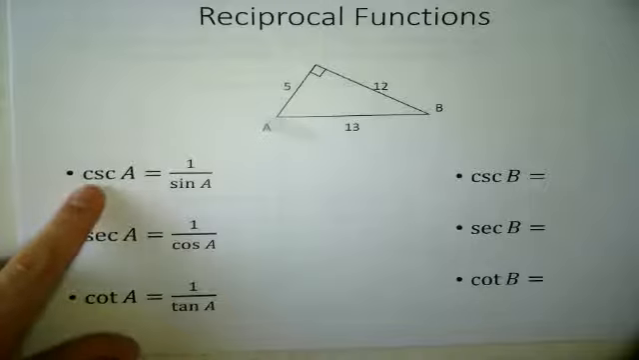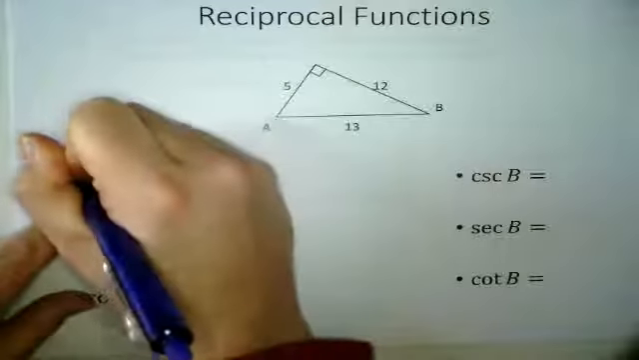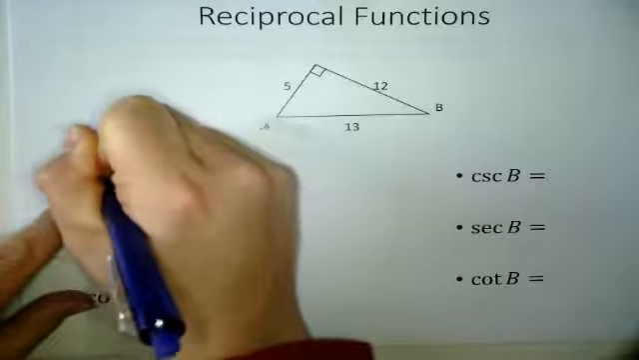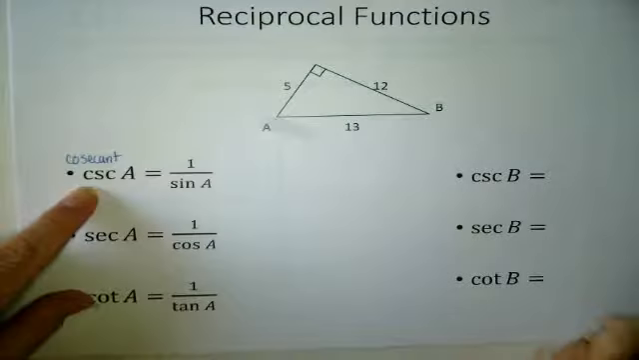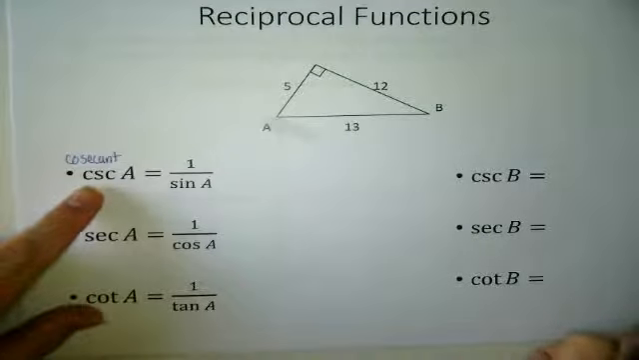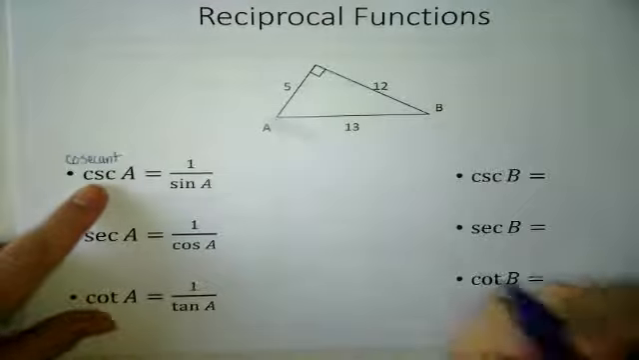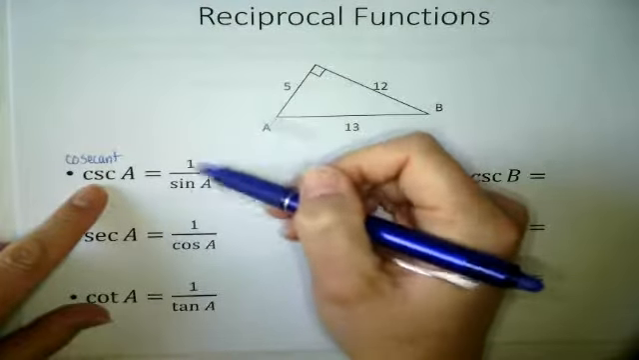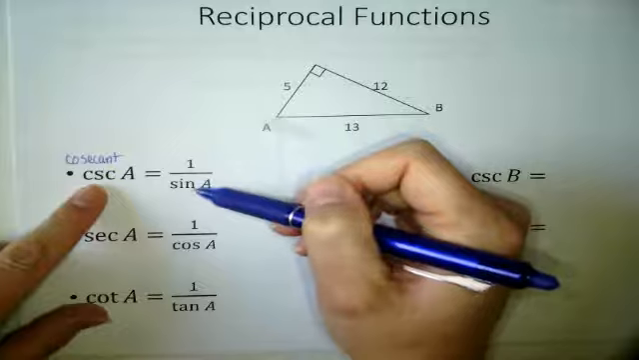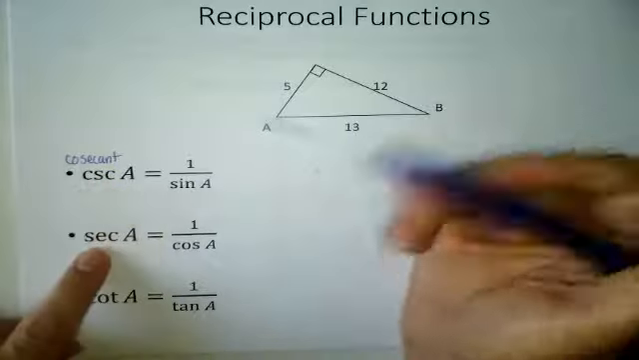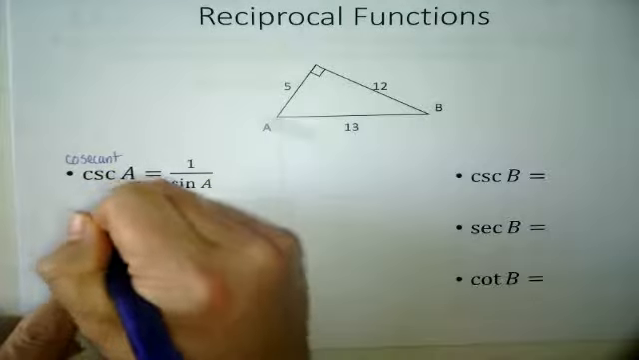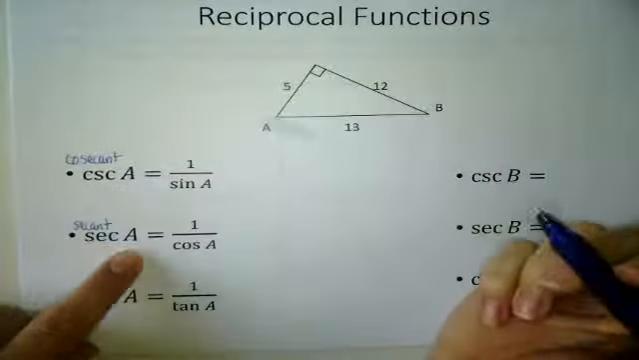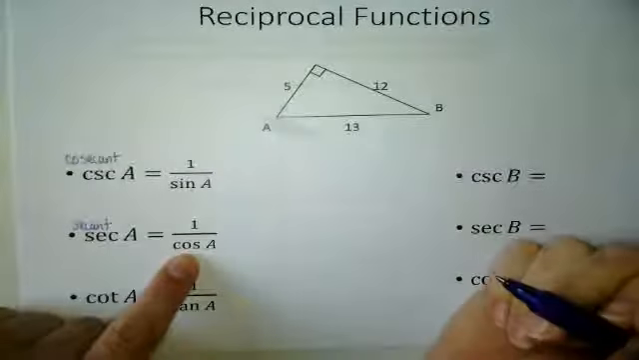This is cosecant. Cosecant is spelled C-O-S-E-C-A-N-T. This is the cosecant of angle A. Cosecant is the reciprocal function of sine. So reciprocal just means it's 1 over that thing. Here we have secant, again, S-E-C-A-N-T.